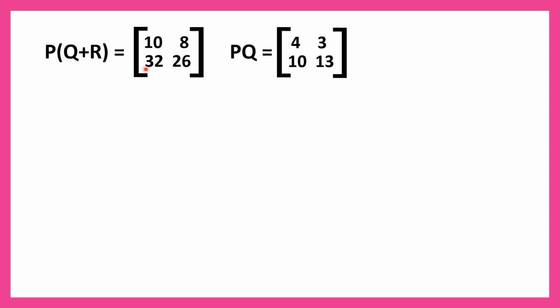And next, we have to find whether the left hand side is equal to the right hand side. The left hand side given in the question is P into Q plus R. And we have found that P into Q plus R is matrix of 10, 8, 32, 26. And we got PQ as matrix of 4, 3, 10, 13 and PR as matrix of 6, 5, 22, 13.